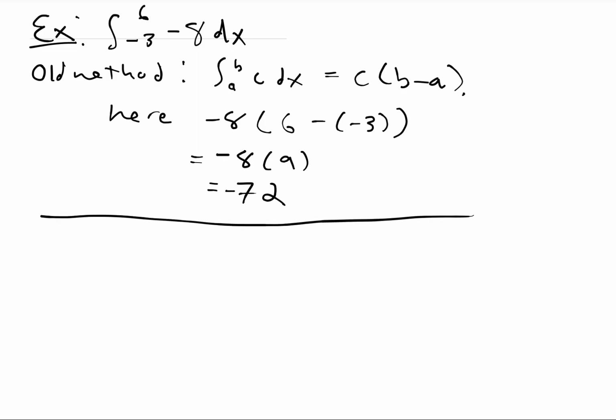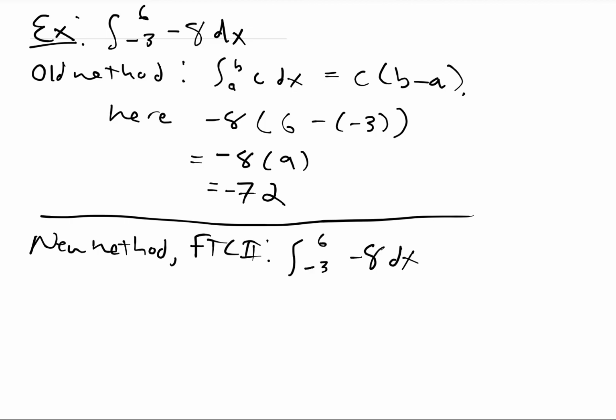Let's see if we can try this with my new method. What FTC II said to do is you want to take this function. I'll just copy it down here for reference sake. You want to antiderive this. If you antiderive the function negative 8, you antiderive a constant, you just tack on a variable. You'll get minus 8x. This has to be evaluated between minus 3 and 6. That's what that notation was there for, just as a shorthand to remind us, hey, I've antiderived, but I haven't plugged stuff in yet.